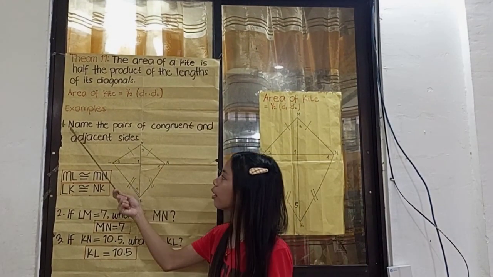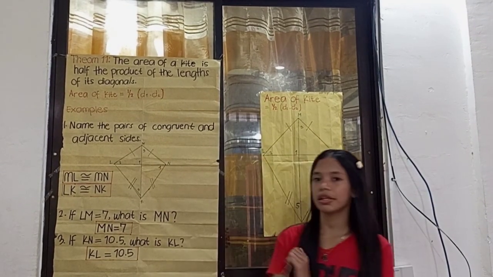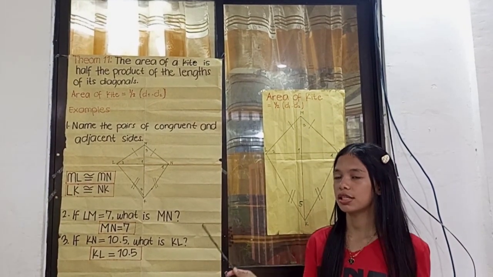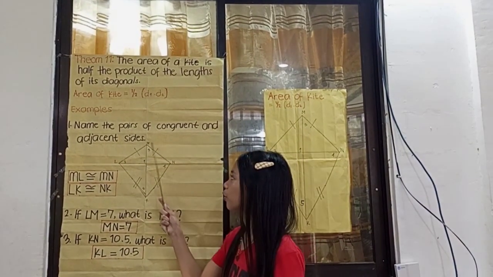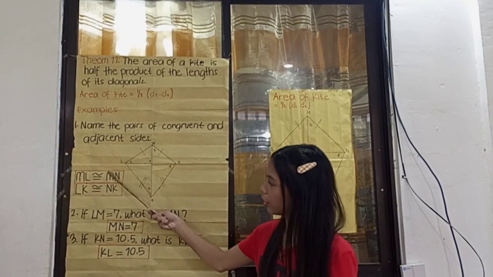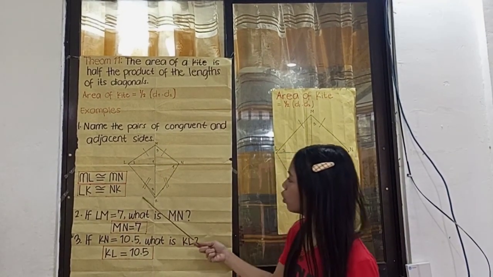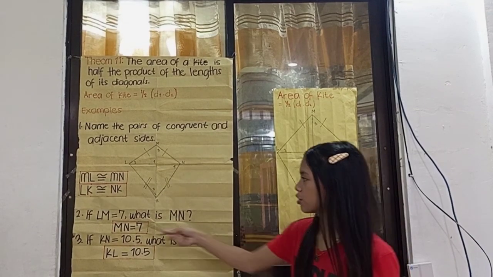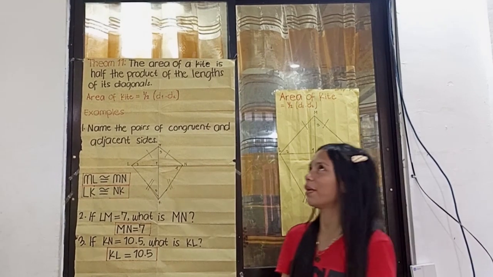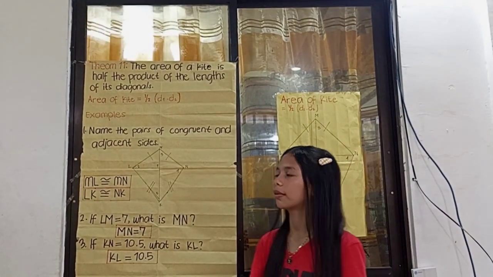So example number 1. Let's name the pairs of congruent and adjacent sides. For number 1, we name the pairs that are congruent. The first is ML congruent to MN. Next is LK congruent to KN. We name each pair of congruent sides.